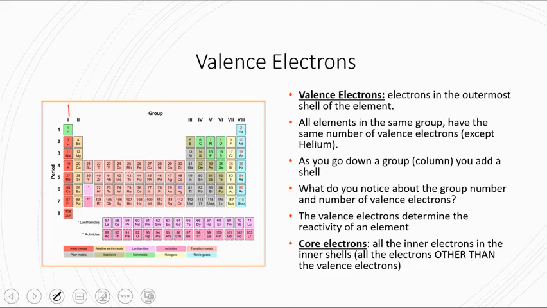In this group, I have 1 valence electron. In this group, I have 2 valence electrons. In this group, I have 3. In this group, I have 4 valence electrons. I have 5 valence electrons, 6 valence electrons, 7, and 8. And like I've said before, 8 is that magic number.